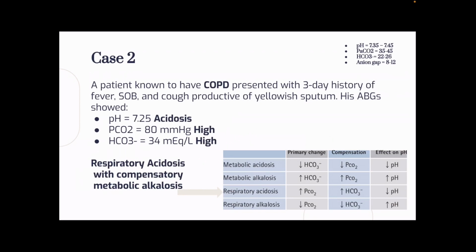And it's also compensated because the bicarbonate is high. So that's why it is compensated by the kidneys to try to balance. But it is not high enough to make the pH normal, so this is respiratory acidosis with compensatory metabolic alkalosis.